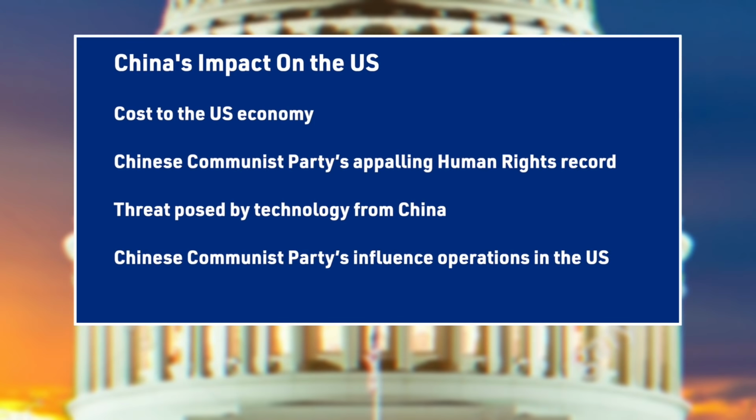Interestingly, this is one of the few issues that Republicans and Democrats often agree on. Today, we tackle the question from 4 angles: the cost to the U.S. economy, the Chinese Communist Party's appalling human rights record, the threat posed by technology from China, and finally, the Chinese Communist Party's influence operations in the U.S. and other Western countries.